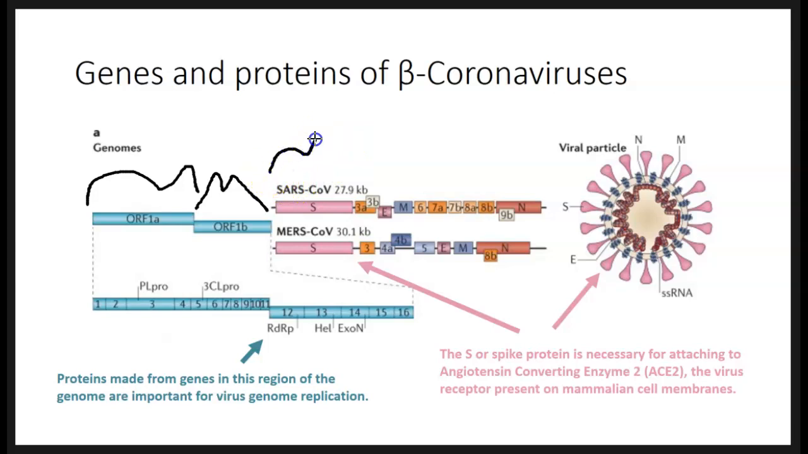Then we see in this second ORF, that is the open reading frame that codes for the protein S, or the spike protein that's necessary for attaching to ACE2. Then we see a number of additional open reading frames that encode other genes that make up the coronavirus virion. Each one of these open reading frames codes for a different protein that is important for the virus replication.